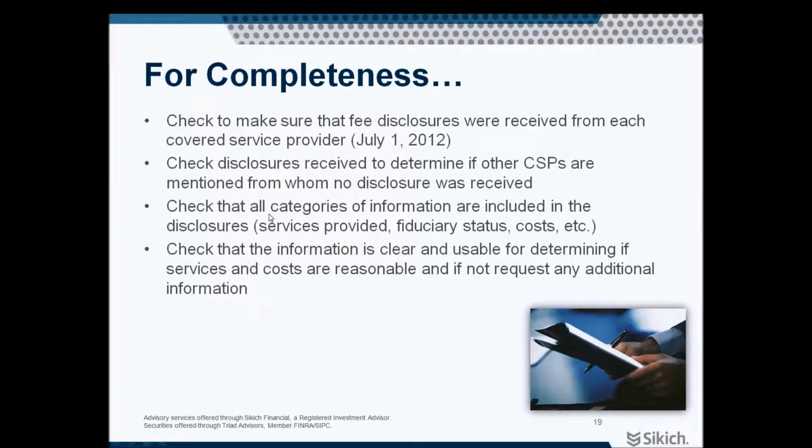Check that all categories of information are included in the disclosures, the services that are provided to the plan, if they are a fiduciary, their status, costs, etc. Check that the information is clear and usable for determining if services and costs are reasonable, and if it is not clear as to what you're being charged, request additional information to ensure that you understand the fees that you're being charged in your 401k plan.